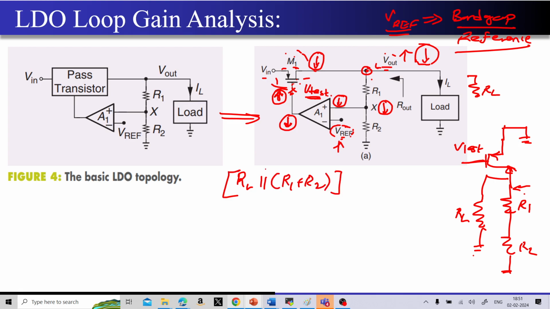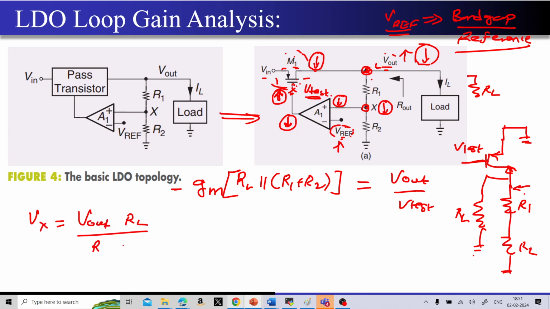And now if I try to get the gain of this circuit, it will be nothing but minus GM into this particular factor. So this factor will be nothing but what? V out by V test. So I gave the input at the gate, I got the output over here. But again I have to do a loop gain analysis, right? Again I have to come back to the same point. So now if I try to go from here to here, first whatever voltage is there is getting divided between R1 and R2. So now if I try to calculate the value Vx, the value Vx will be nothing but V out into R2 divided by R1 plus R2.